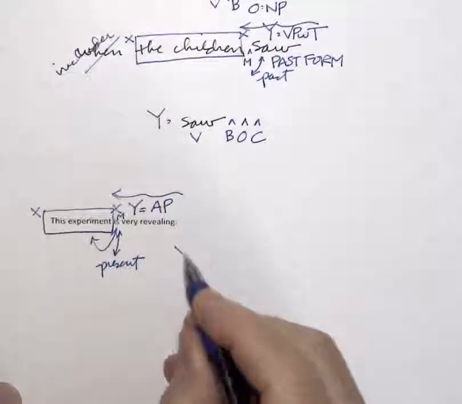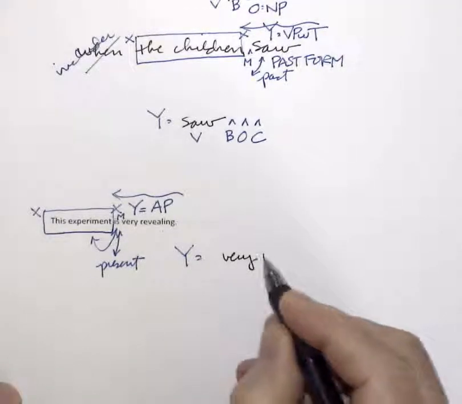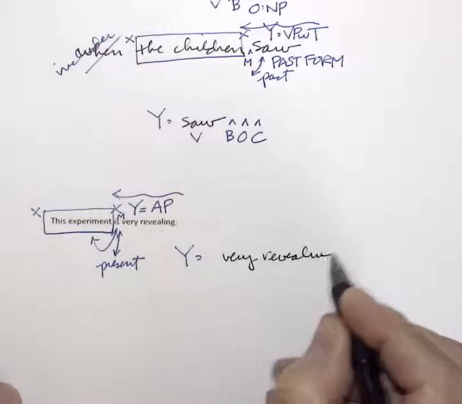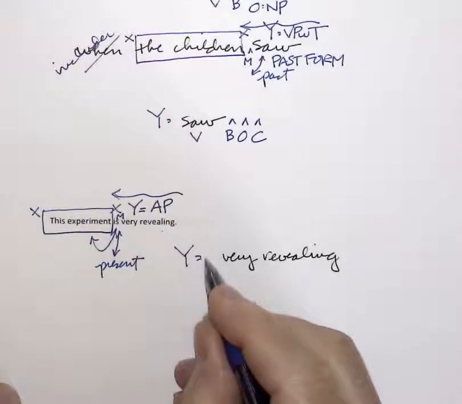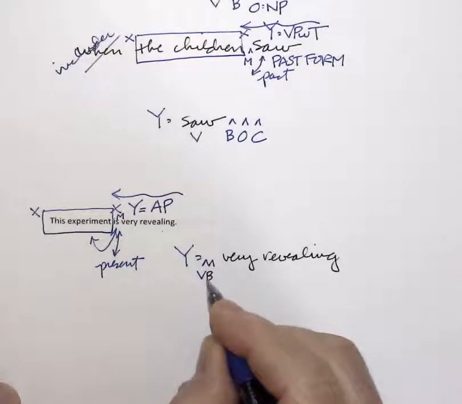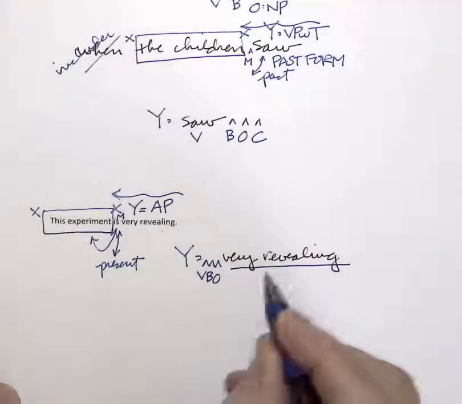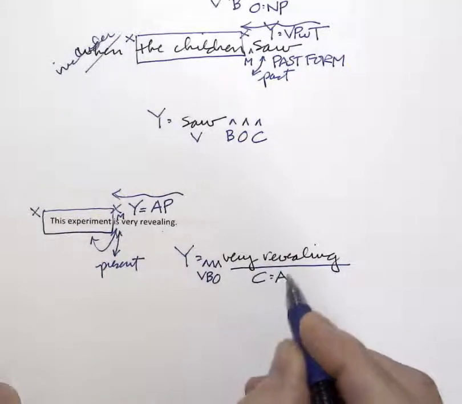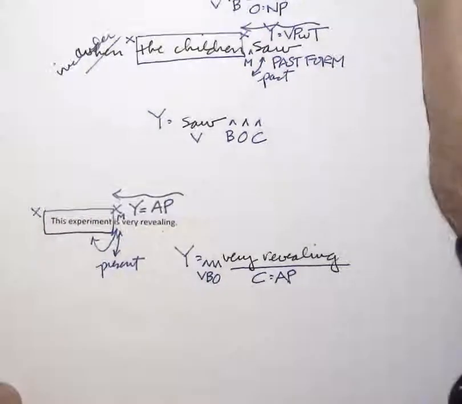So let's rewrite the Y. Very revealing. And we'll see that the verb place is empty, the particle place is empty, the object place is empty, and that leaves just the complement, which is an adjective phrase. Stop the video. Come back when you're ready.